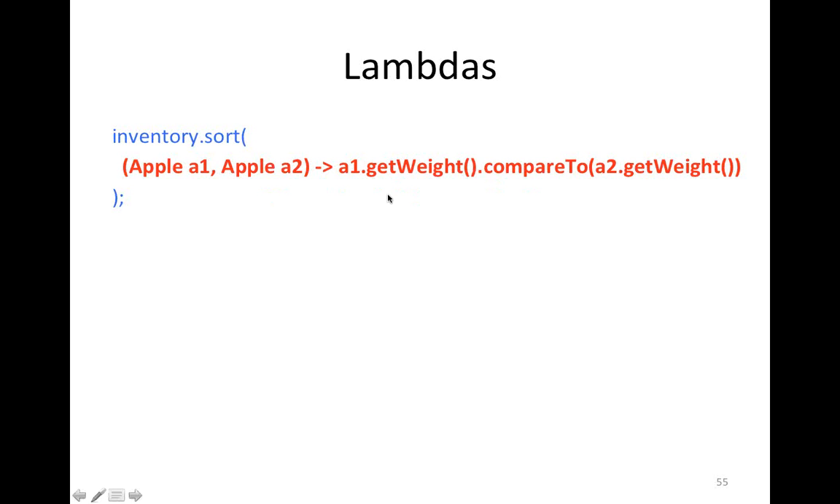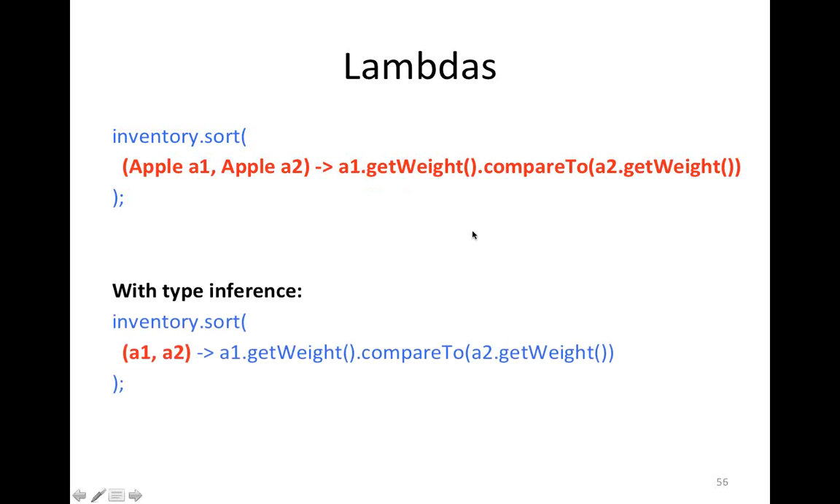So our code is starting to look a little bit better, but can we make it even nicer? Well, Java 8 has a little feature called type inference. It can infer the arguments of the Lambda expression. So instead of repeating apple A1 and apple A2, it can figure out that we're working with apples anyway because it's a list of apples, so you don't have to repeat those types.